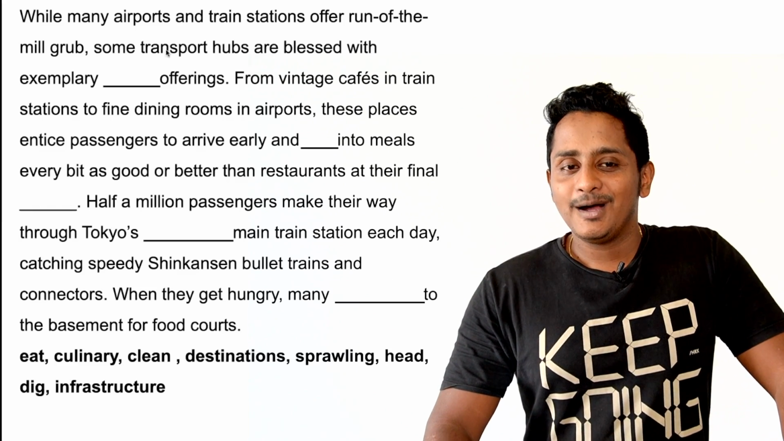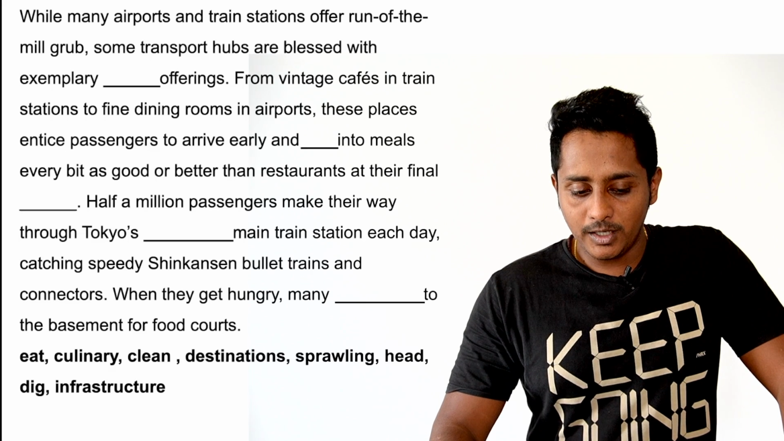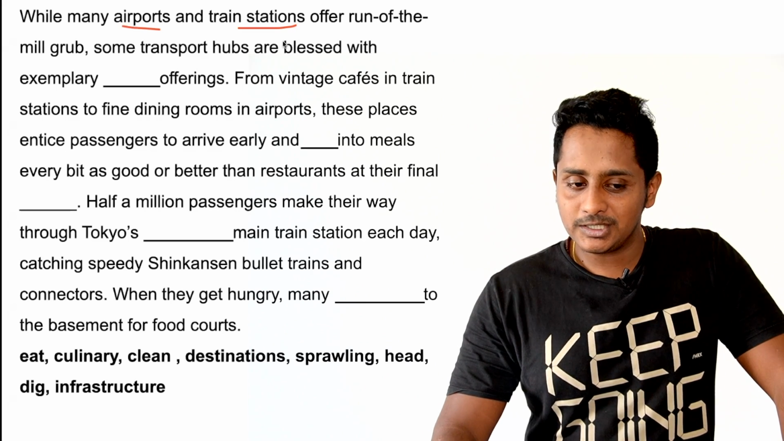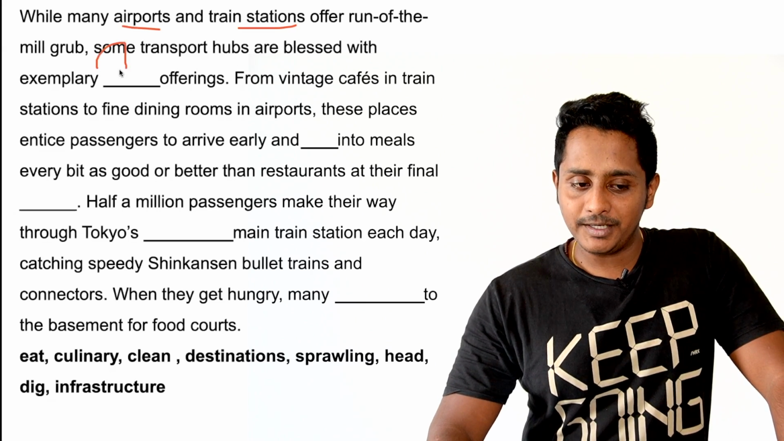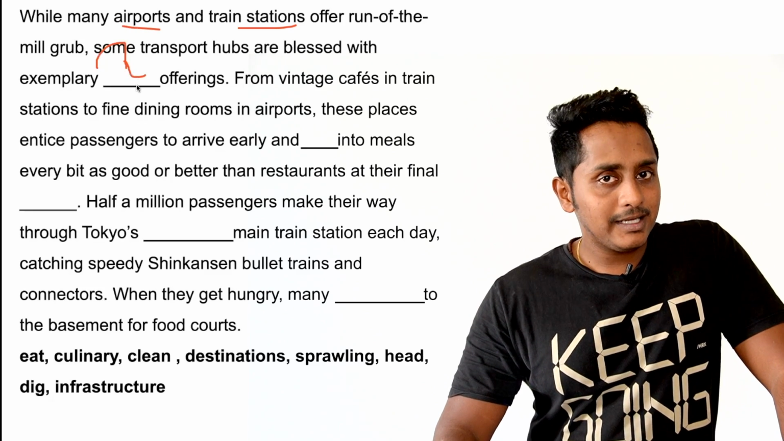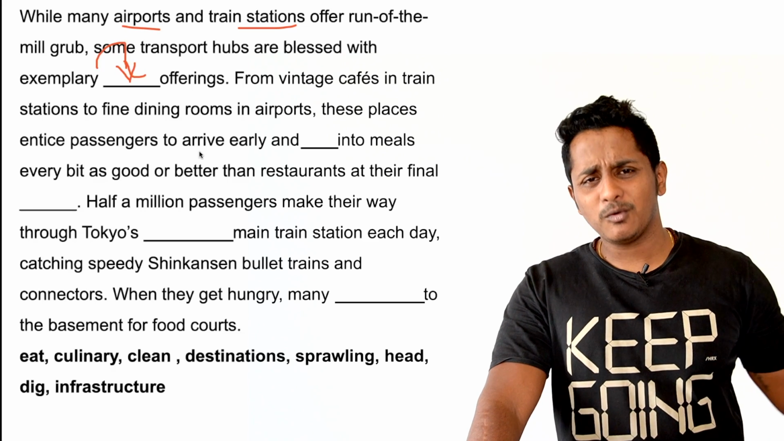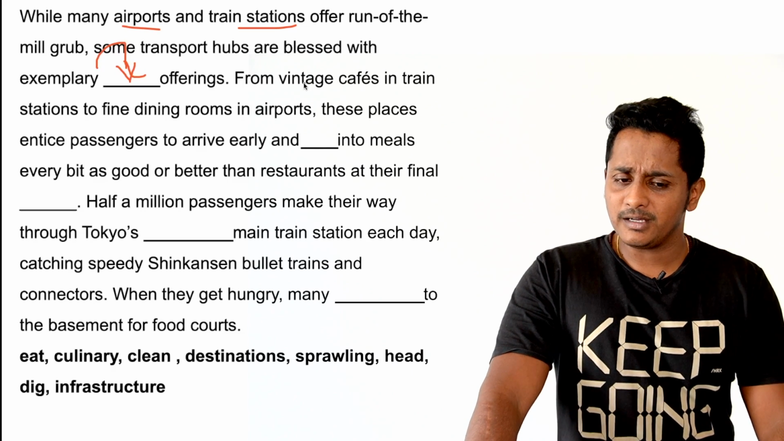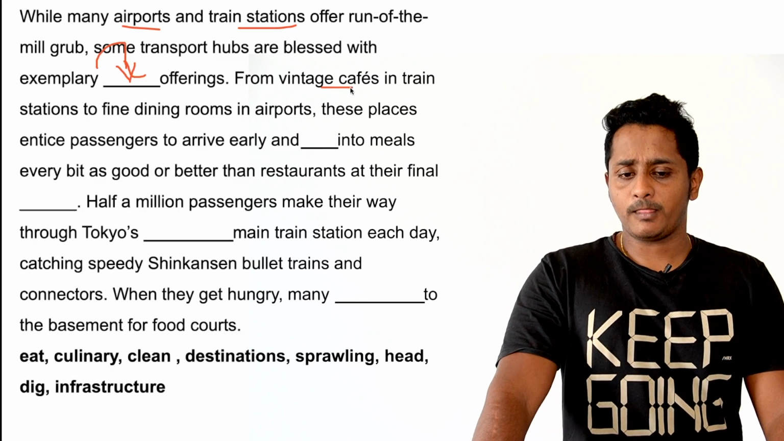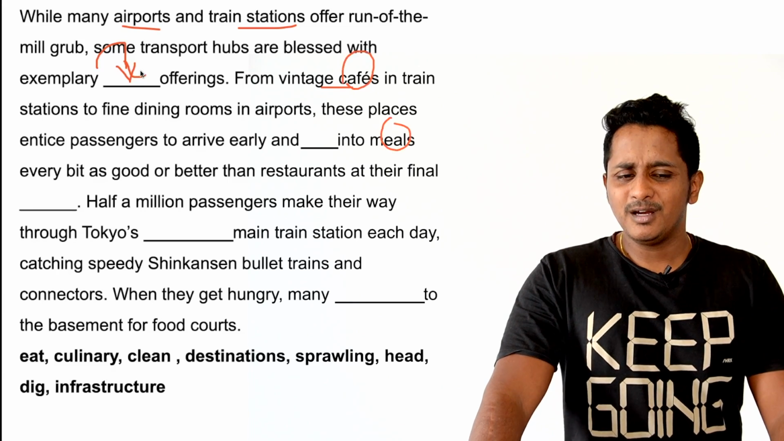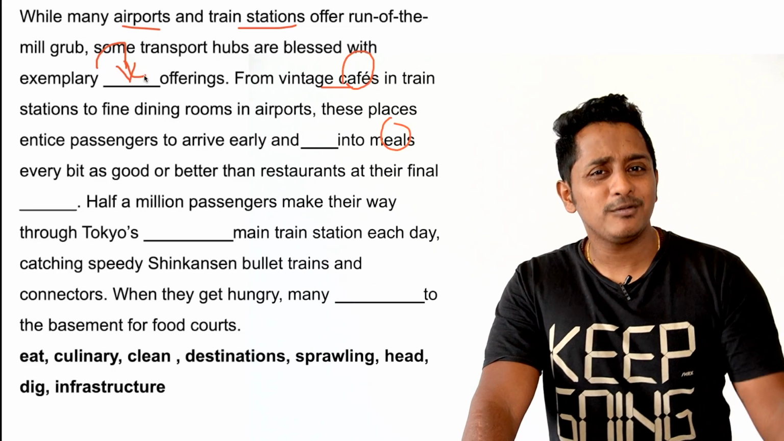So now I hope you have finished doing it and resumed. Let's start. While many airports and train stations... okay, it's about airports and train stations. Some transport hubs are blessed with exemplary dash offerings. I am not getting it. Okay, what can fit in? Exemplary means unique. Exemplary dash offering. Here, vintage cafes. So probably it's talking about cafes, meals. Probably it's talking about exemplary restaurant offerings.